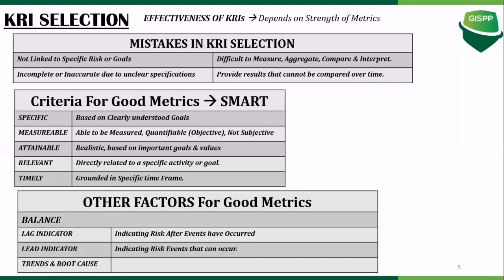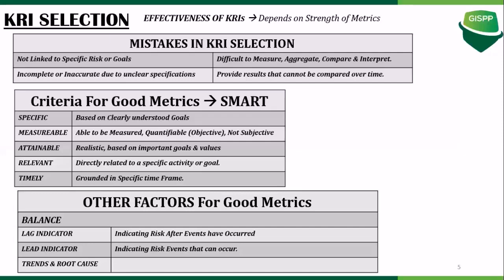Specific, again, based on clearly understood goals. So you need to understand what your goals are and see how your metrics are going to be translated into KRIs, and how those KRIs are going to be mapped to your goals. And then they have to be measurable. It has to be quantitative in nature, not qualitative in nature. So you should be able to measure those metrics.